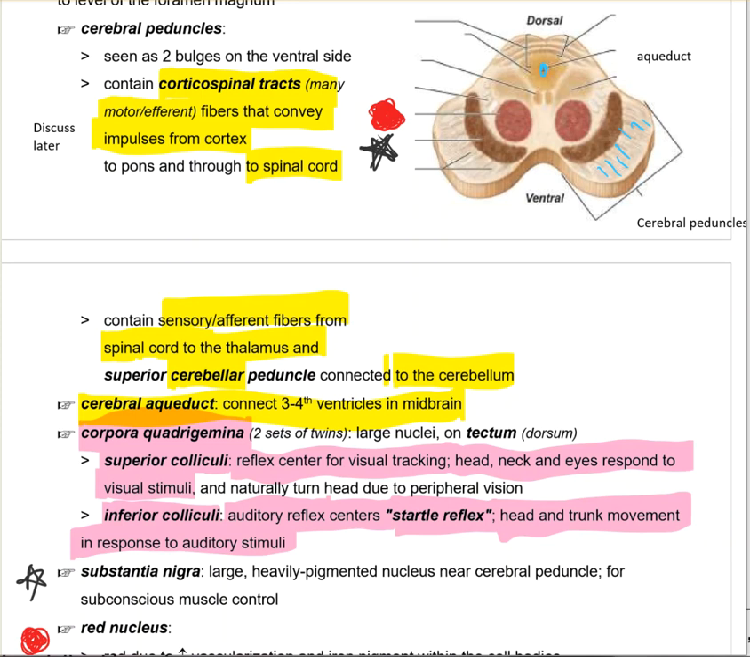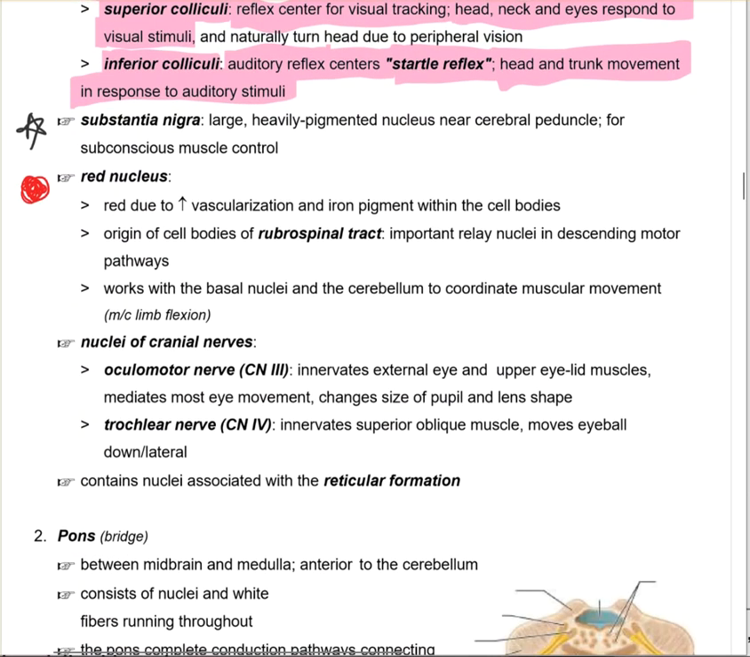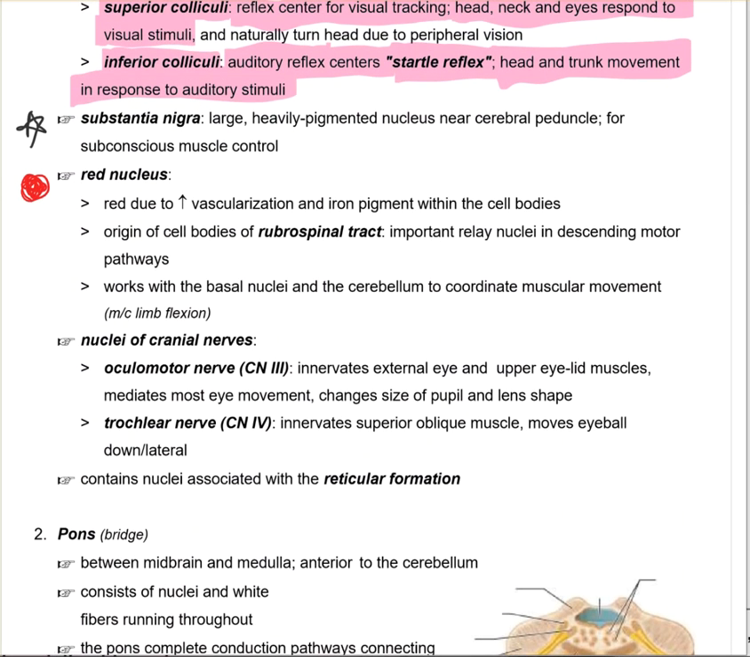Okay, so what do these guys do? We'll change our color up here. Substantia nigra is this pigmented nucleus, and it does subconscious muscle control. Again, something you don't have control over. It's involuntary. It's going to obviously work with the cerebellum, which also does muscle control.